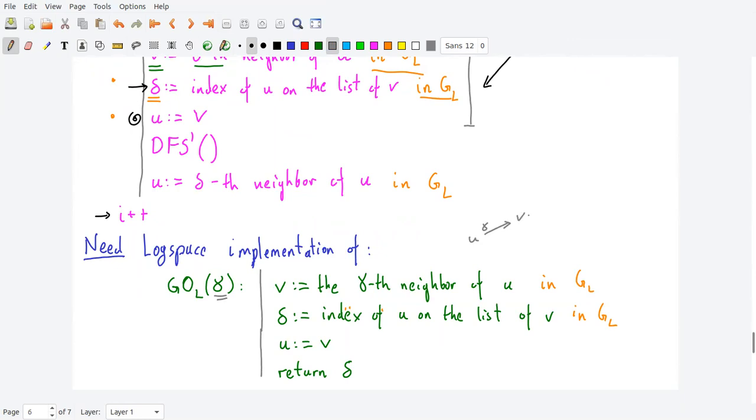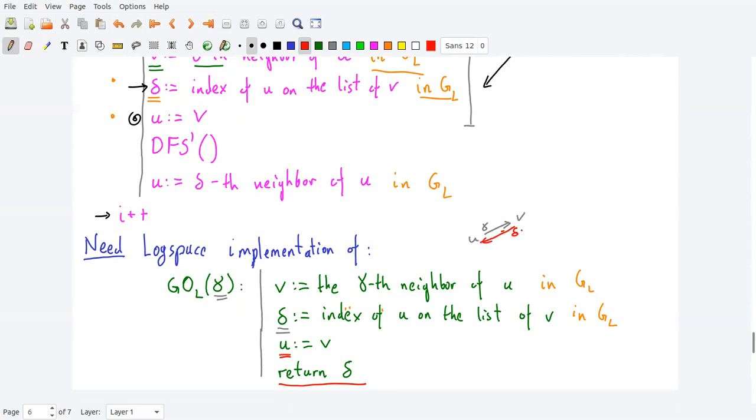So it should replace the variable U, given by reference, with the vertex V. More precisely, I find the gamma neighbor of U in GL. I remember the return index delta. Yes, I actually do the replacement. I move from U to V, and I keep the return index for memorization because I will need it later to go back. So this index delta is the return index.